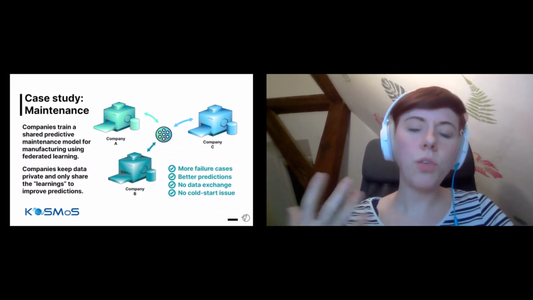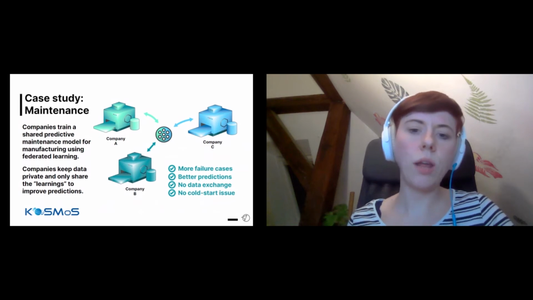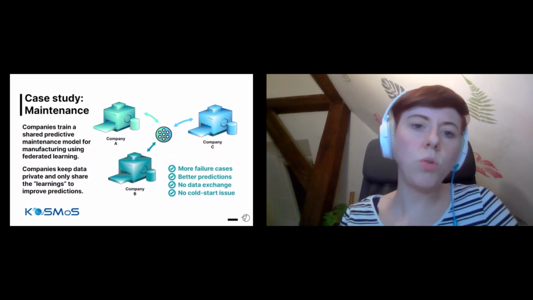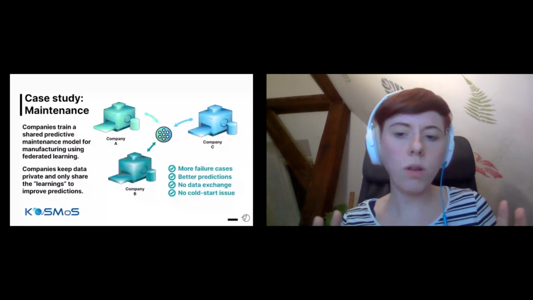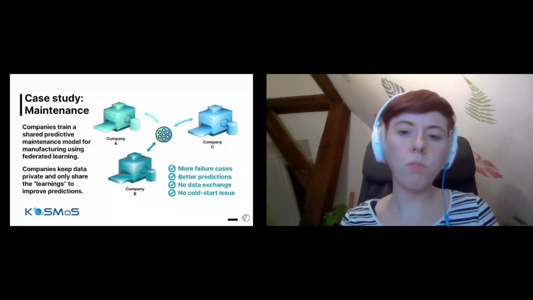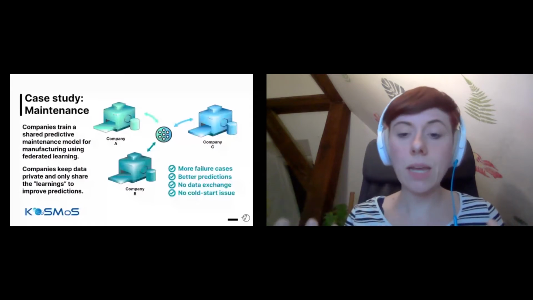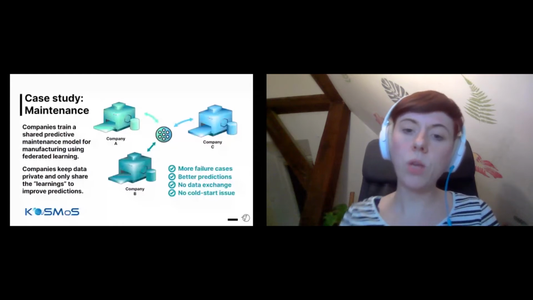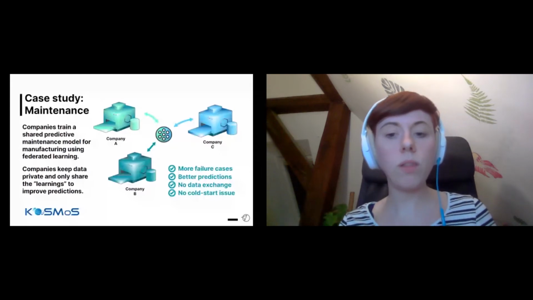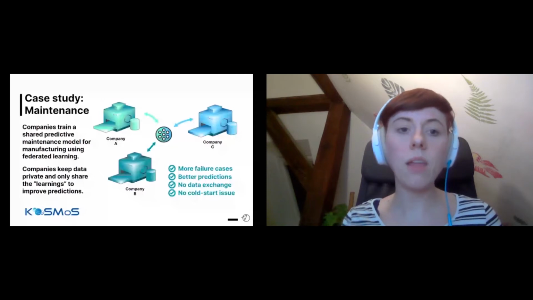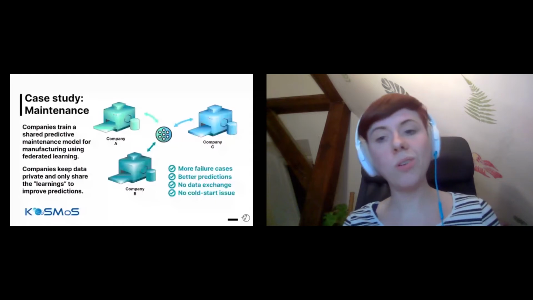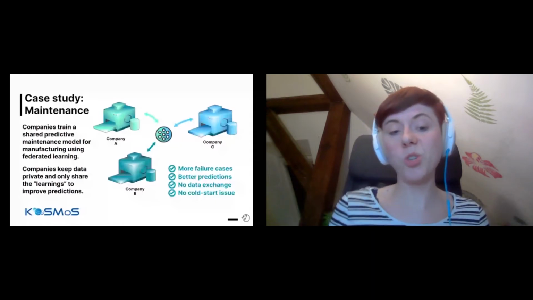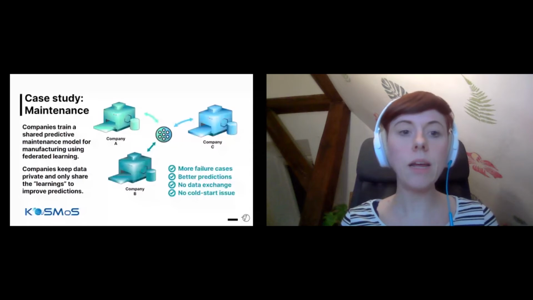Especially if you think about a company that is newly connected to this kind of network, and does not have any previous failure cases. If they were standalone, they would not have any knowledge about failure cases or predictive maintenance. However, if they use federated learning within this network, they would not have any cold start issue, because other companies have already pre-trained the model, and the new company can just use this knowledge. So a very good use case here.